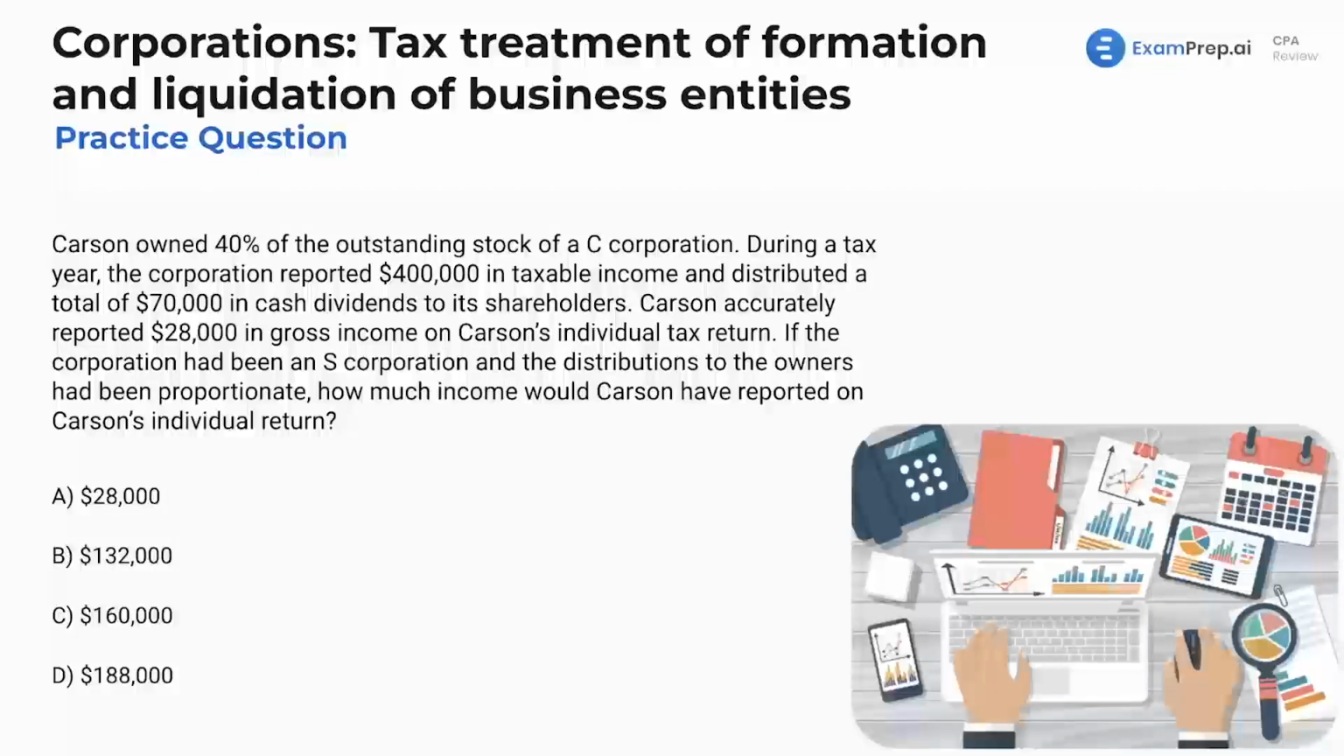Next up, we have Carson, and Carson owned 40% of the outstanding stock of a C corporation. Good for you, Carson. During a tax year, the corporation reported $400,000 in taxable income and distributed a total of $70,000 in cash dividends to its shareholders. Carson accurately reported $28,000 in gross income on Carson's individual tax return. If the corporation had been an S-Corp, interesting, and the distributions to the owners had been proportionate, how much income would Carson have reported on Carson's individual return?